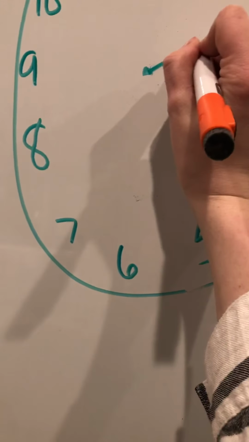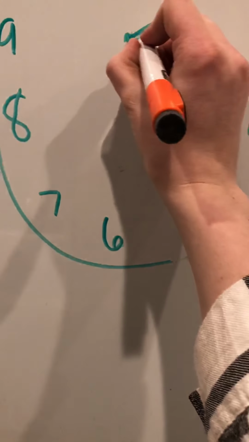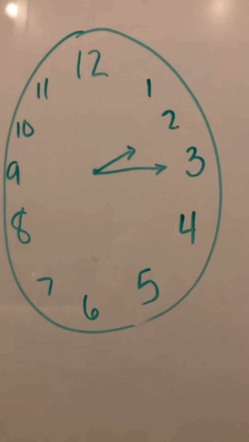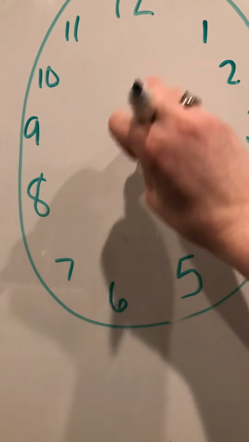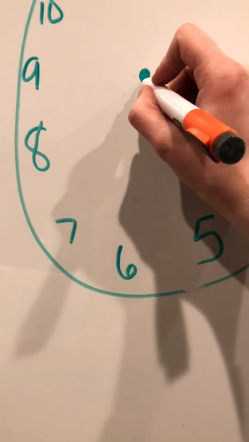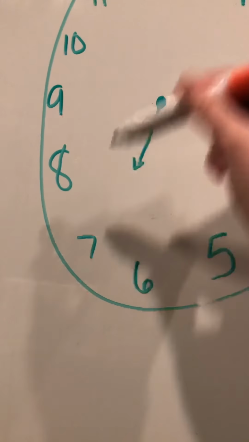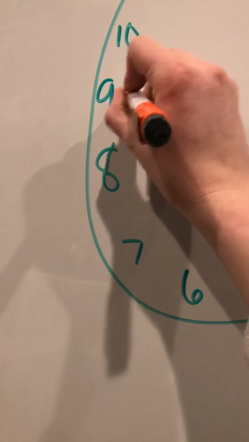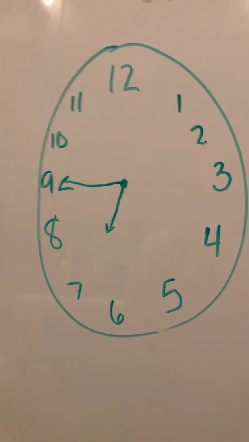Our next time we have is 2:15. So we have our hour hand pointing to the 2, and our minute hand is pointing to the 3 for 2:15. Our next time we have is 6:45. And for 6:45, remember, our hour hand is actually going to be kind of pointing in between our 6 and our 7. It's going to be in between it. And then our minute hand is going to be pointing to the 9, which is our 45.